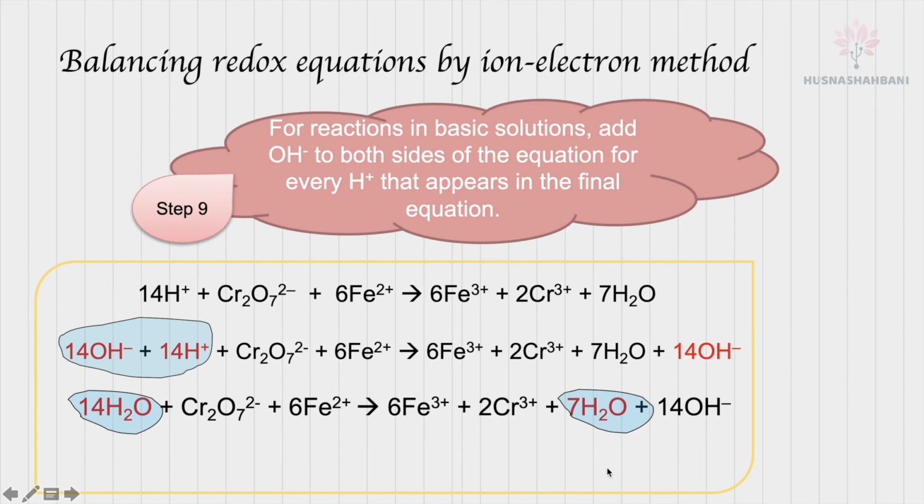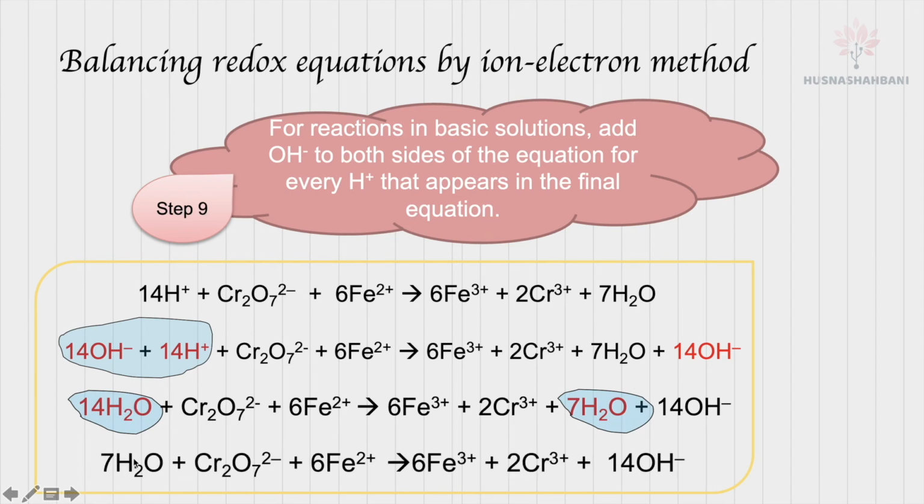And if you notice, you have 14 H2O on the left, 7 H2O on the right. You can cancel them out. Cancel the 7 H2O here, 7 here, leaving 7 H2O on the left, because you already cancel 7 with this 7. So there's no water on the right side anymore. This is your final answer, and it is basic solution. It's not acidic anymore because there's no H plus.